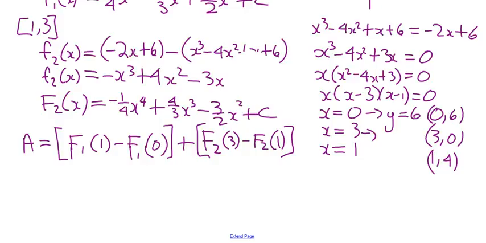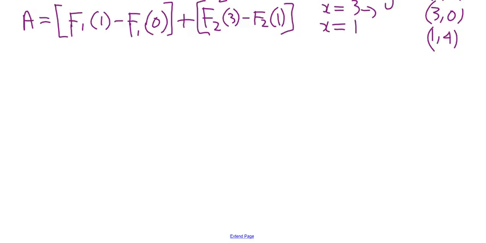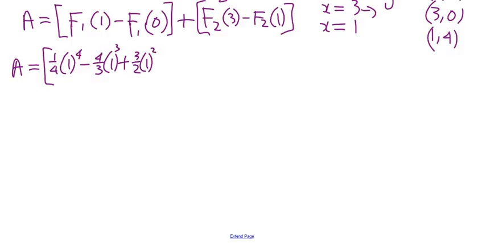All right, just plug it in. It's not hard. It is extraordinarily tedious, but it's not hard, right? So leave lots of room, okay? Just fill it in. So F1 is 1/4. I'm going to put down the first set of square brackets: 1/4 of 1 to the power of 4 minus 4/3 of 1 cubed plus 3/2 of 1 squared plus c.